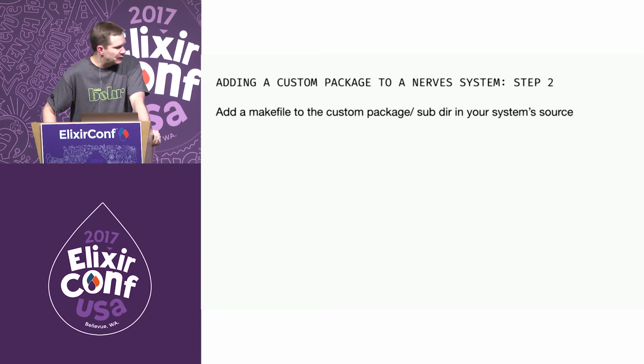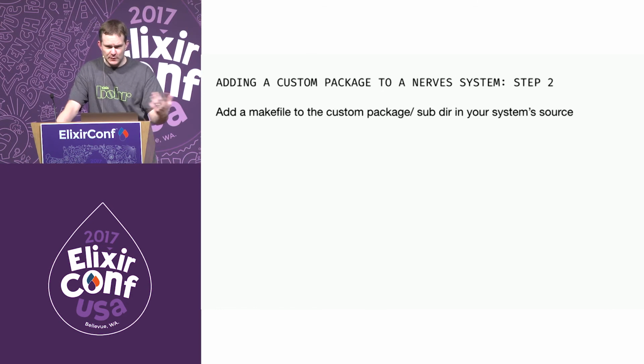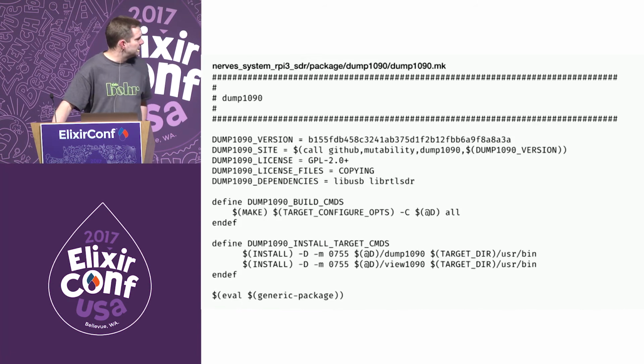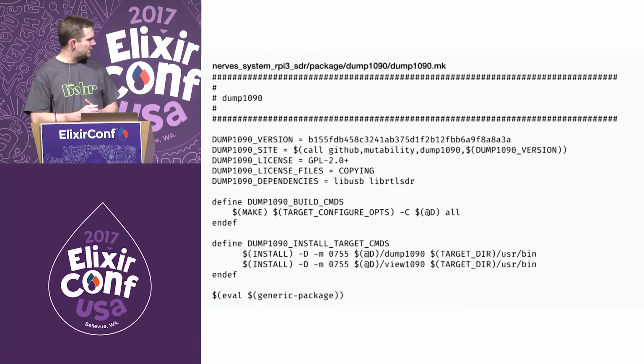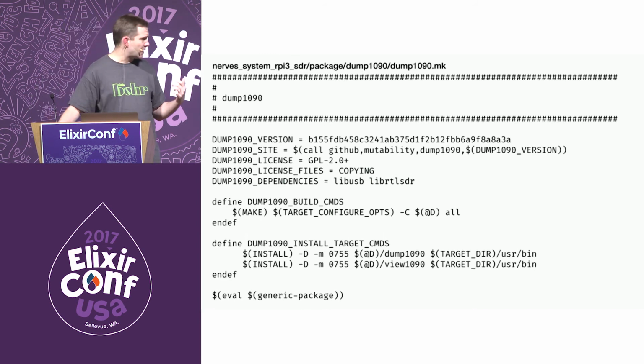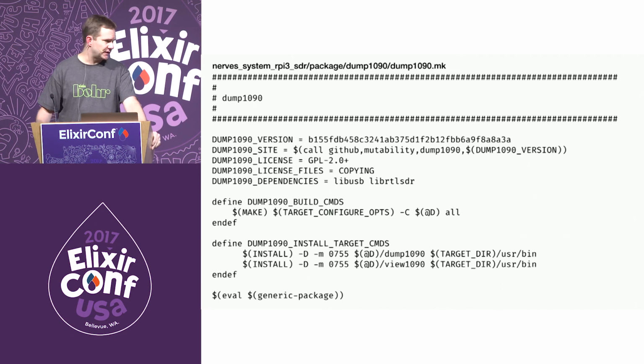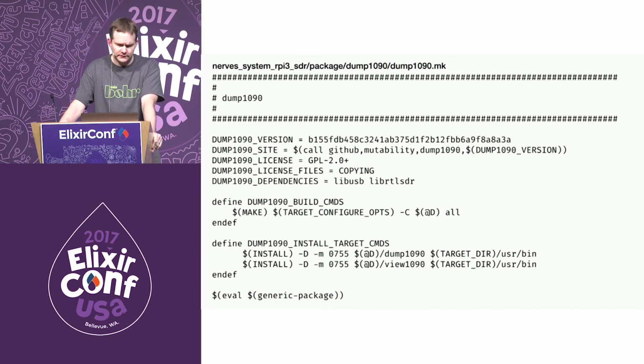The second step is probably the most intimidating looking. You have to add a makefile to your package subdirectory. And again, the Buildroot docs are really helpful here. But this is what it would look like. And there are different types of packages. I think if what you're trying to build uses CMake, it's a little bit easier. But in this case, dump1090 is just using a standard makefile. So that requires what's called the generic package. But even then, like I said, Buildroot will walk you through it.